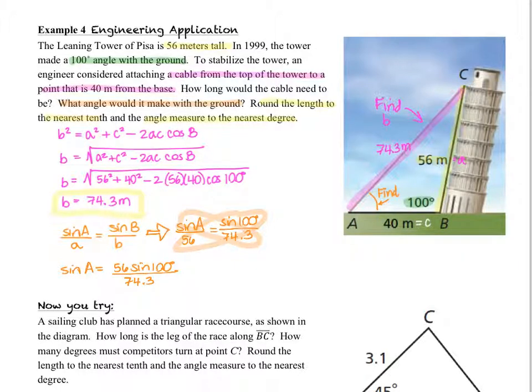Last step, we need to take the inverse sine of both sides. That's going to leave us with the measure of angle A on the left-hand side, and the inverse sine of 56 times the sine of 100 divided by 74.3 on the right-hand side, which brings us to the measure of angle A is, to the nearest degree, equal to 48 degrees.